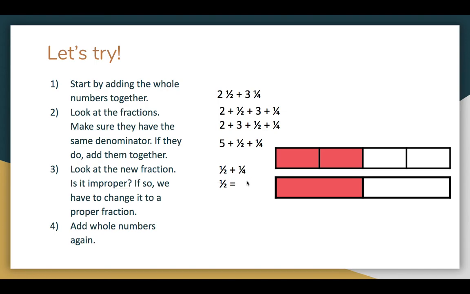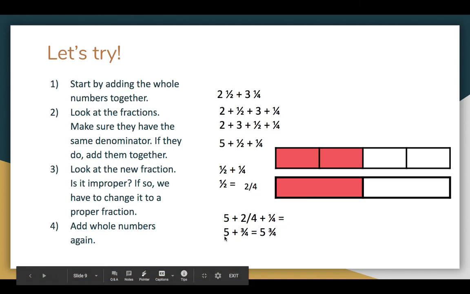1 times 2 would give me 2. Either way, I come up with the same answer of 2/4. Now that my fractions have the same denominator, I can add them together. 5 plus 2/4 plus 1/4. Then I can do 5 plus 3/4, and my answer is 5 3/4.